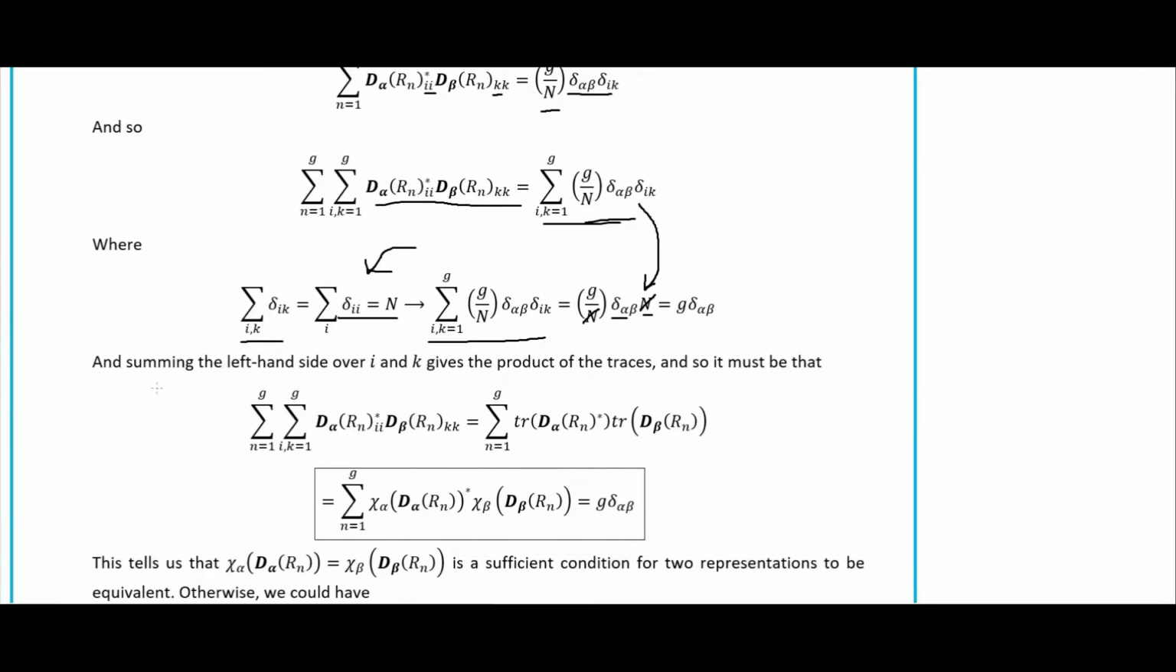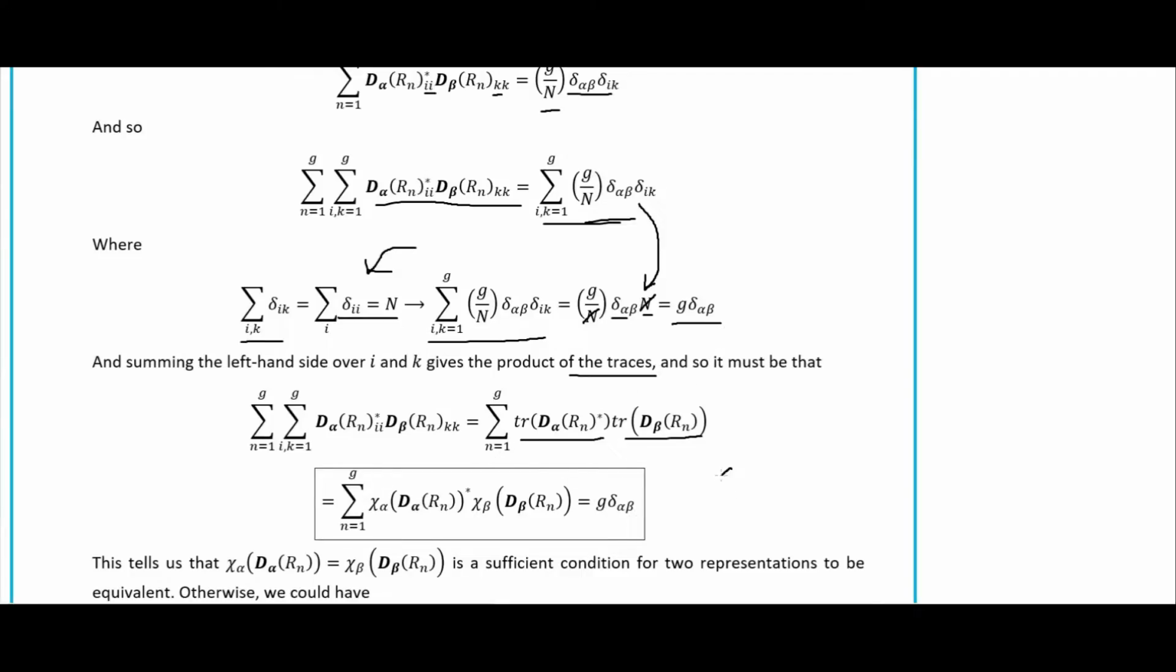And so summing on the left-hand side over I and k gives the product of the traces. And so it must be that if we have the summation of the product of these traces here, that equals this g delta alpha beta.